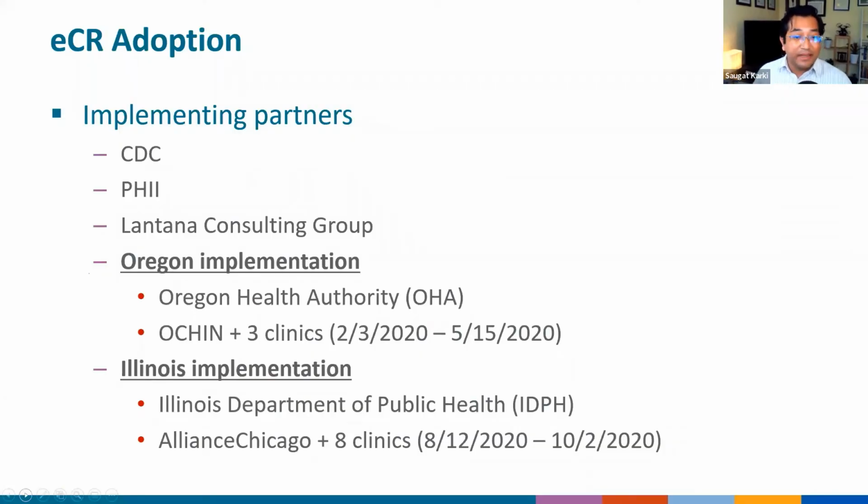So following the initial pilot to test the feasibility of ECR, we wanted to conduct an end-to-end implementation and expand it to include public health agencies. For this phase, we conducted 2 separate pilots. In Oregon, we worked with OHA, the Oregon Health Authority, and we selected OCHIN as the EHR provider and 3 OCHIN clinics in Oregon. This pilot was conducted for 15 weeks. And in Illinois, we worked with the Illinois Department of Public Health, where Alliance Chicago was the EHR provider, and we selected 8 clinics in Illinois, where the pilot was for a little over 7 weeks. Next slide, please.